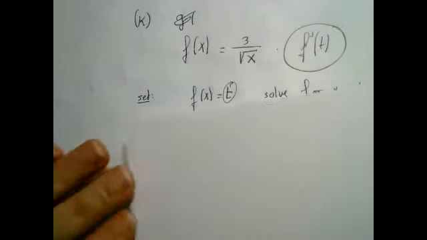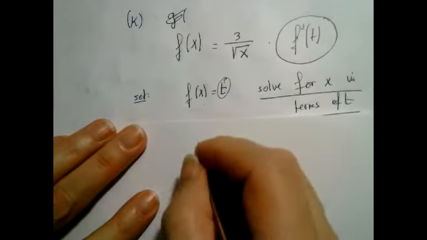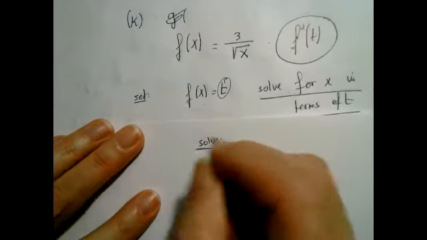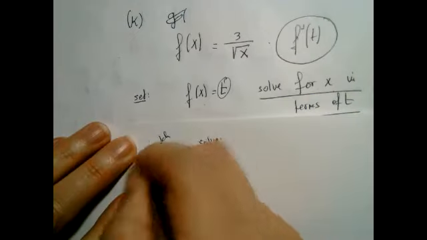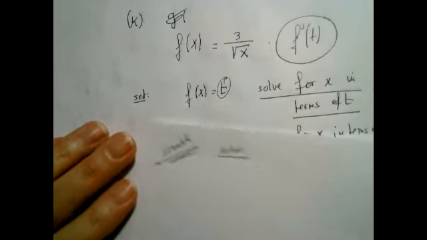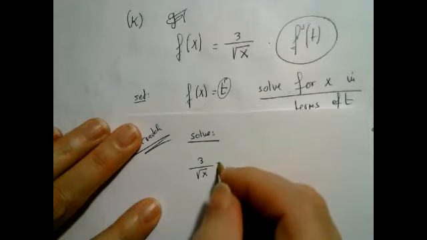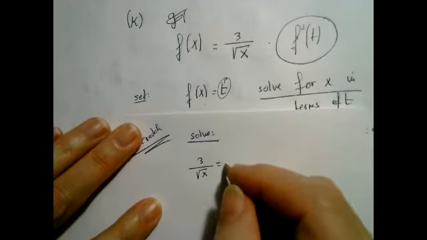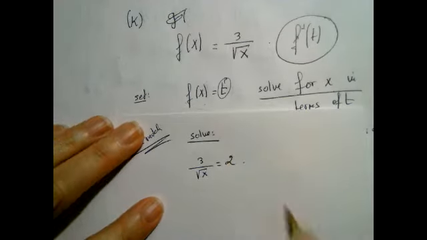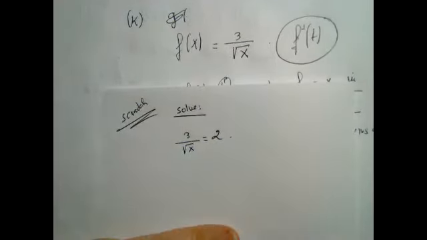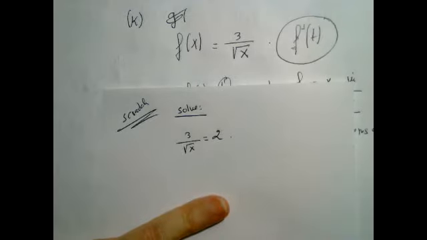Okay, so suppose I told you to solve the following equation. This is a scratch, it's not the solution. Suppose I ask to solve the following equation: 3 over square root of x equal to 2. Okay, how would you do that? That's the scratch part before we do the problem. Remember, our goal is always to isolate x to be able to solve for it.